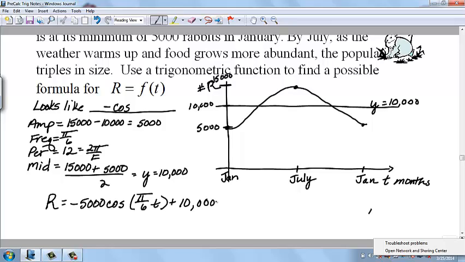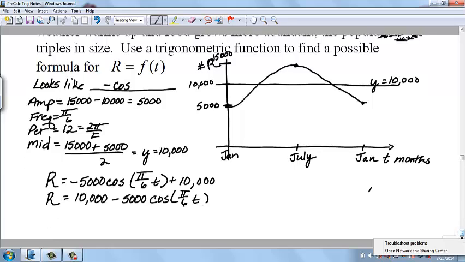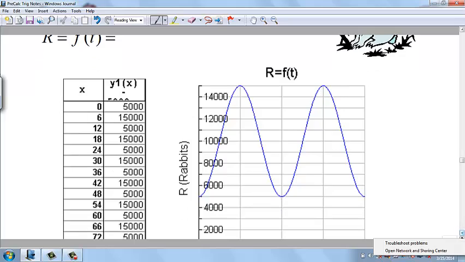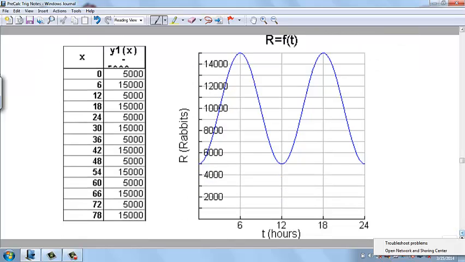Another way you might see it written, because sometimes when you have an inverted curve like this, you'll see the midline right in front: 10,000 minus 5,000 cosine pi over 6t. Well, that concludes that. I have one more picture to show you because I actually graphed this over a couple of years. You see 1 year and 2 years, and that's what our graph would look like. So we did well. And this shouldn't be hours, by the way. This should be months. My fault.